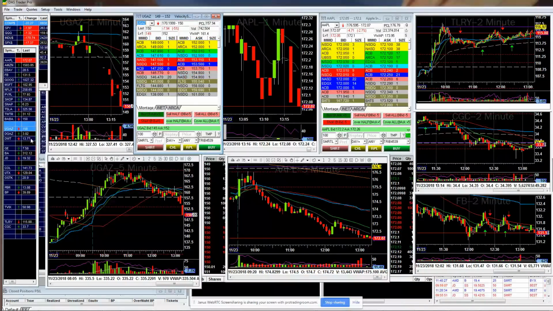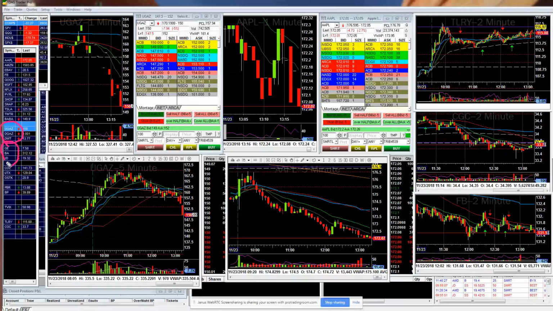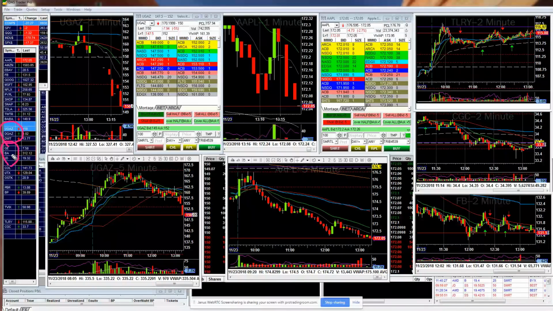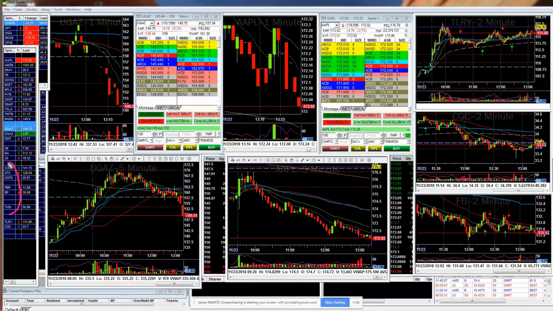So in the last couple of weeks, it's been a great time to be following UGAS and DGAS, the gas and oil markers. GE, JD, and Boeing have also been sort of slower movers in the market, so I've just kept those there to keep an eye on it. Right below that, this area here is where I keep the stuff I'm watching for the day.